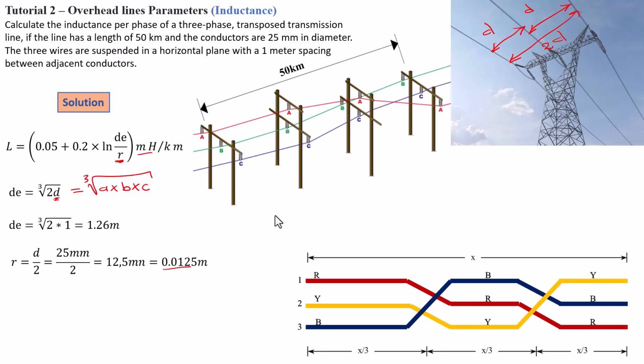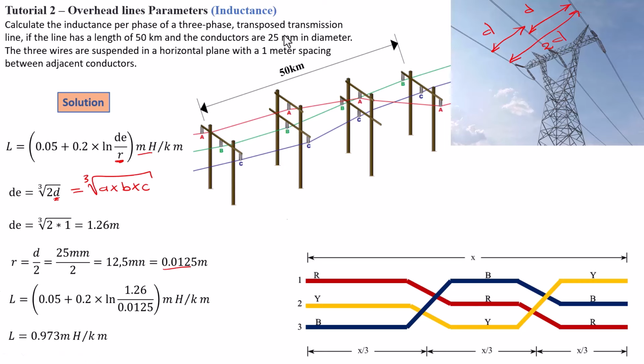Right, now let's continue our calculation here. So after you've calculated your radius, all you have to do next is to basically replace your calculated dE and your calculated R into your main formula for your inductance parameter. That will basically give you the following equation here, where you can calculate your inductance per kilometer, right? So this gives us a value of an inductor of 0.973 millihenry per kilometer, right?